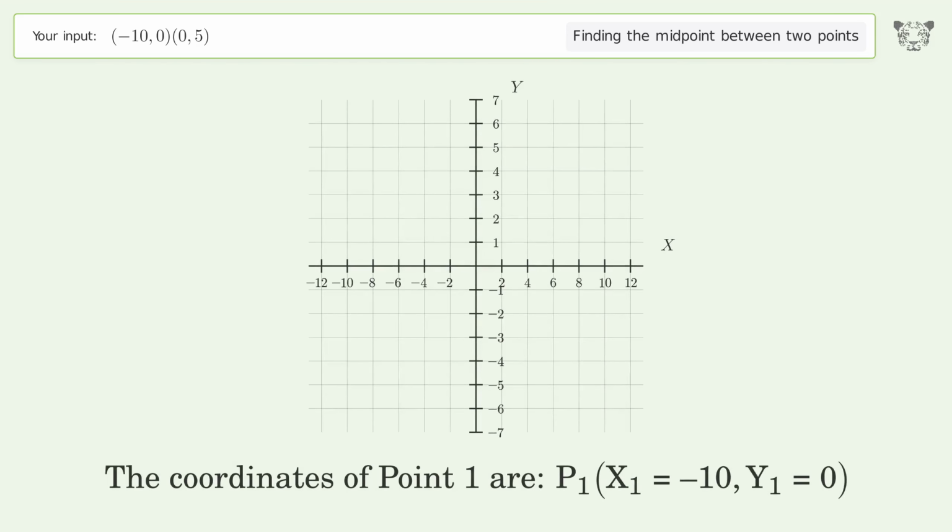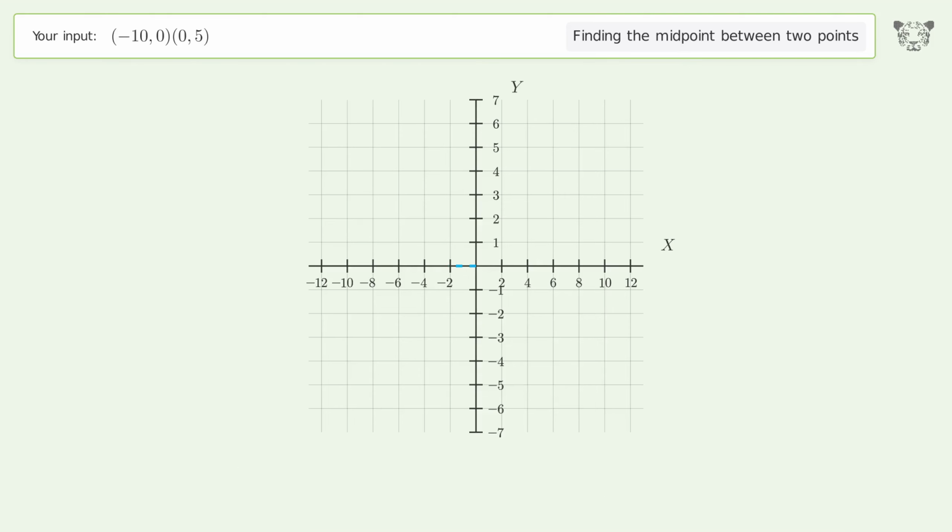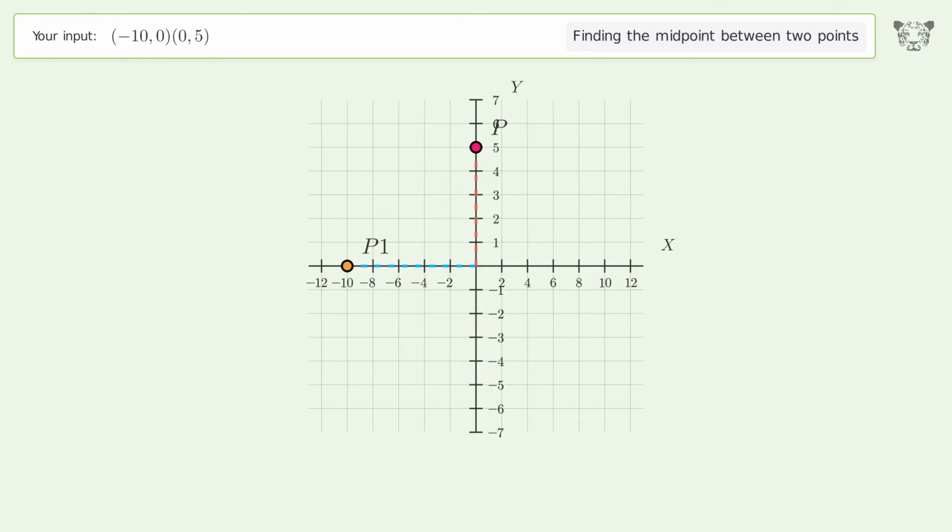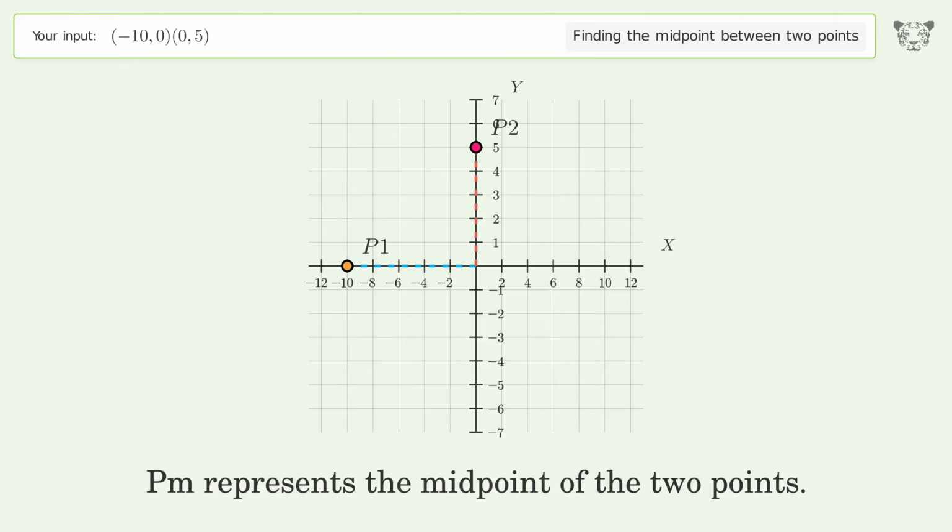The coordinates of point 1 are x1 equals -10, y1 equals 0. The coordinates of point 2 are x2 equals 0, y2 equals 5. PM represents the midpoint of the 2 points.